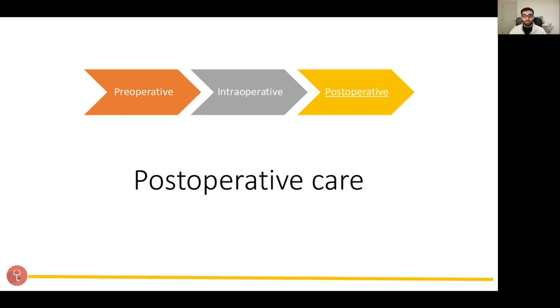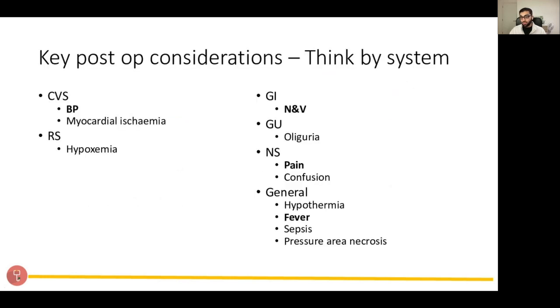So now onto post-operative care and what happens to patients after they've gone through surgery. So there are a number of key considerations that we need to think about per physiological system. So in terms of blood pressure, we need to think about if there's post-operative hypertension or hypotension, which are both common. There are specific causes for each of these, which we'll discuss in a second. Again, myocardial ischemia is more common for patients who have had previous ischemic events in the past. Hypoxemia is also a very common complication, and that's one that you need to treat quite imminently because of the importance of B in ABCDE.